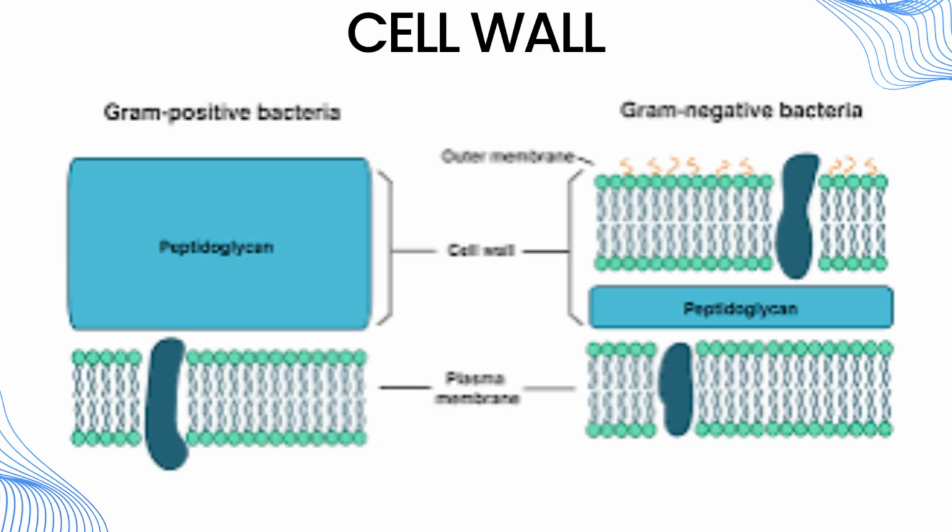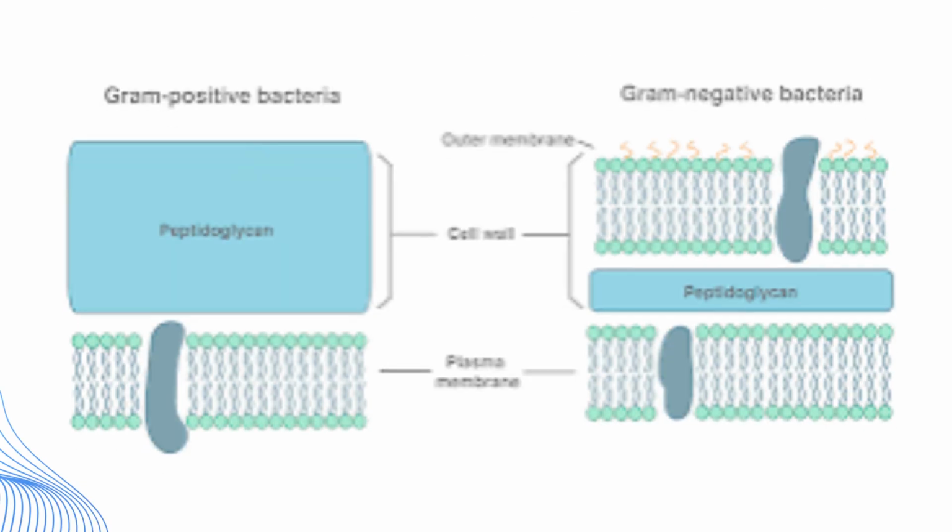The main component of the bacterial cell wall is peptidoglycan, which is basically proteins and carbohydrates. One thing that we need to take note of when we talk about peptidoglycan is gram staining. It can either be positive or negative. Gram positive bacteria stain purple, while the negative ones stain pink or red.